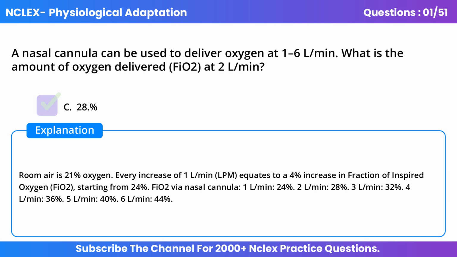3 liters per minute, 32%. 4 liters per minute, 36%. 5 liters per minute, 40%. 6 liters per minute, 44%.